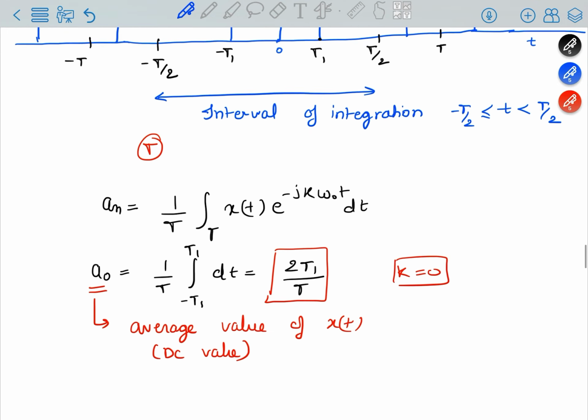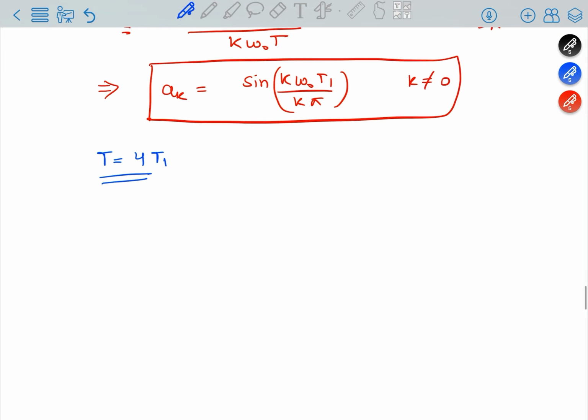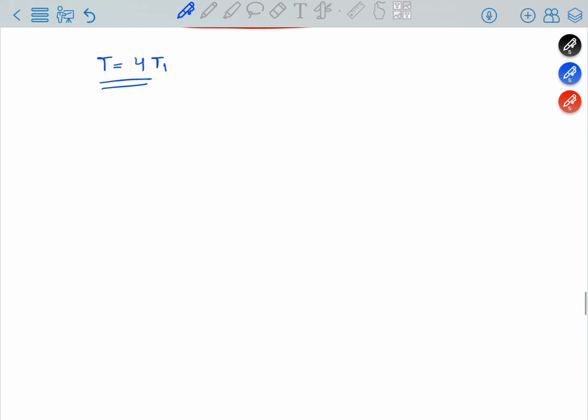Now to see the representation, or how this series looks, we will take a value of T. Suppose we take T as 4 t1. What does this represent? When T is equal to 4 t1, t1 will be capital T by 4. So in the graph, from minus T by 4 to T by 4, it will be a wave of unity, and then it will be 0. So it means that x(t) will be a wave with unity for half the period, and it will be 0 for the other half.